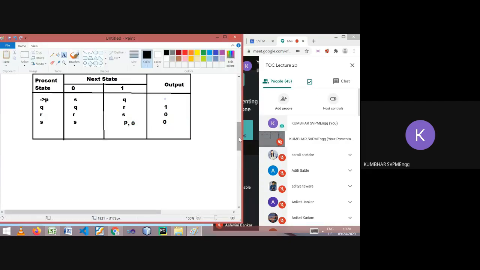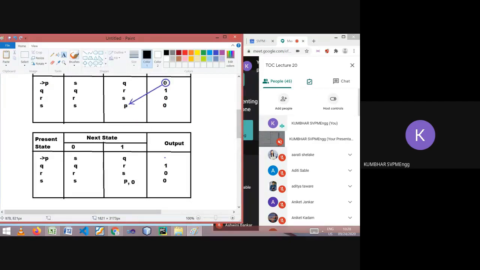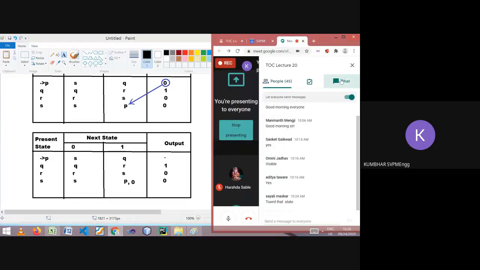Do you understand what we have to do? We are moving this 0 towards this P because here it is entering into P. So the output will be removed here and attached here. Do you understand? Yes, sir. Okay. Similarly, let us go for Q.